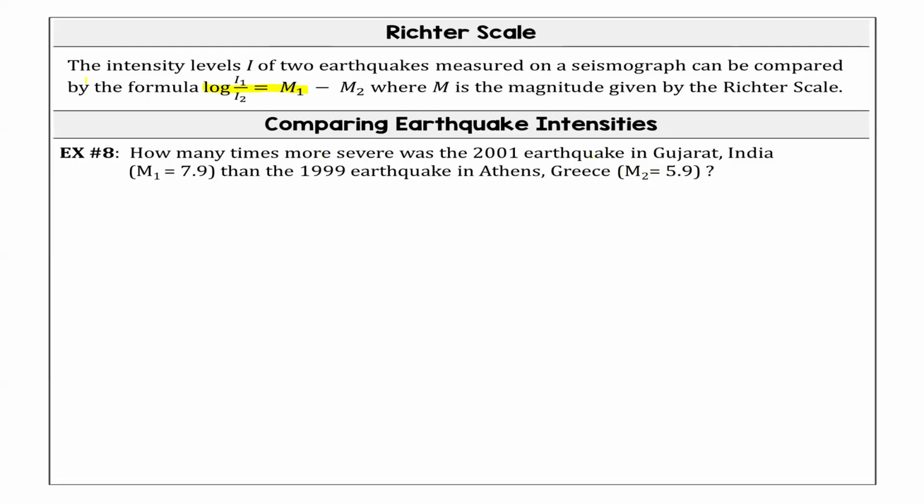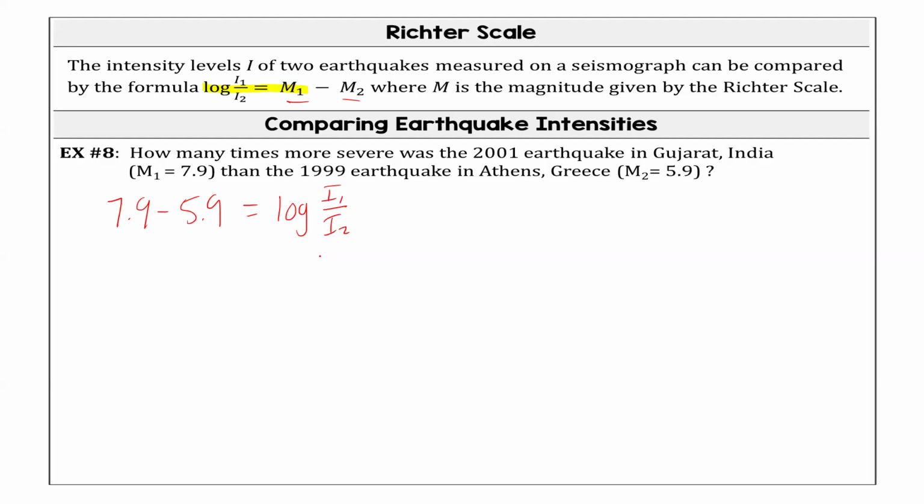Okay. So we're going to follow the formula. They gave us a formula, we use the formula. We know M1 and M2, correct? So that's where we start. We start with what we know. We know that 7.9 minus 5.9 equals log, but we don't know our intensity I sub 1, and we don't know our I sub 2. And that's what we're going to find out.